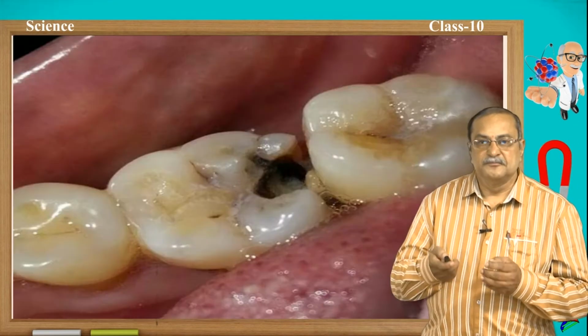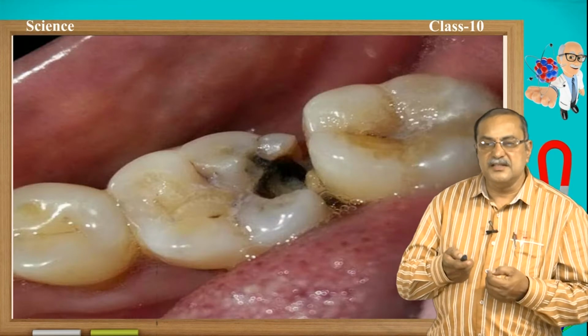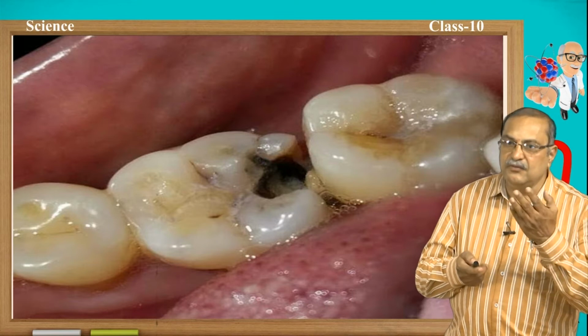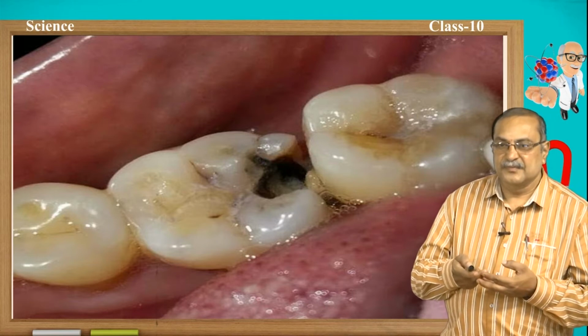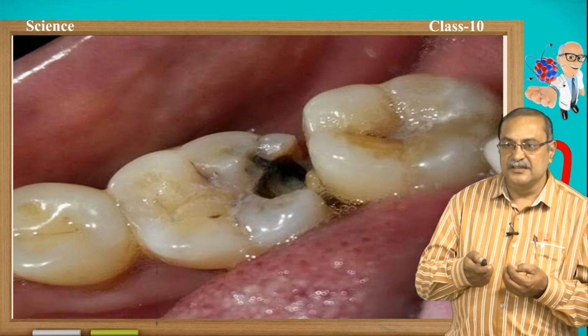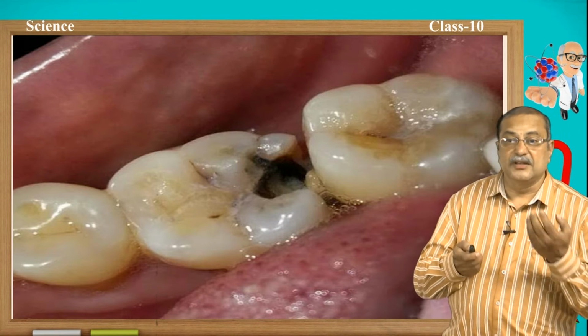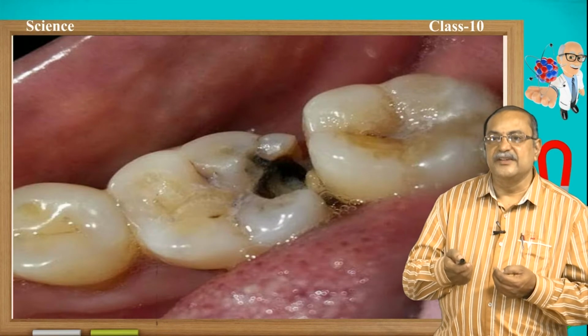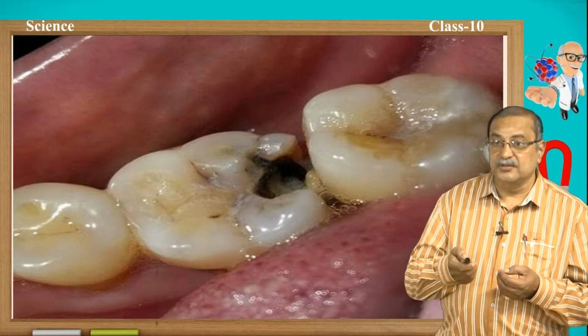Clear? Okay. See, children, this is our tooth. What happened to it? You children are fond of eating chocolates, sugar, sweets and other things, and you do not wash your mouth after eating, isn't it? If you do not wash, what will happen? The food stays in between the teeth and causes this type of decay. Tooth decay happens.